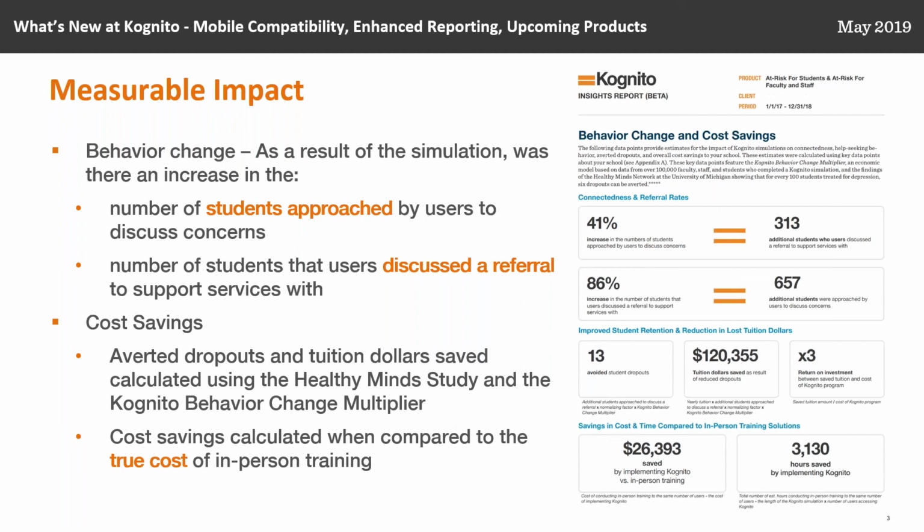The other two items we provide are the measurable impact in terms of behavior change and cost savings. The first, we've calculated for you the number of students approached by student or educator users and the number of students that student or educator users discuss a referral to support services with. Lastly, we've calculated the number of averted dropouts and tuition dollars saved based on the Healthy Minds study and the Kognito Behavior Change Multiplier. It shows what savings your schools or institutions are having compared to traditional in-person training formats.